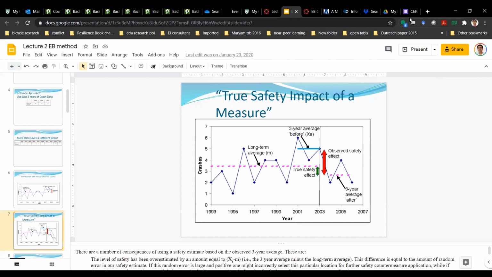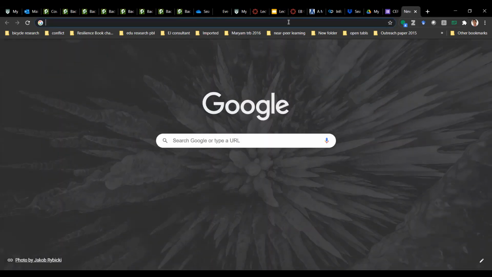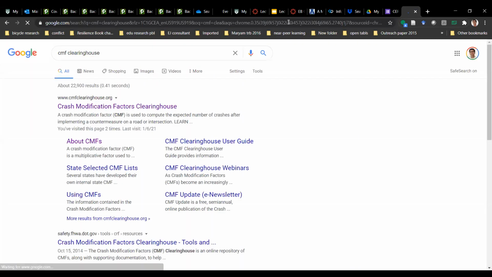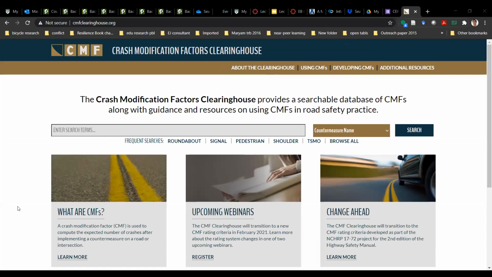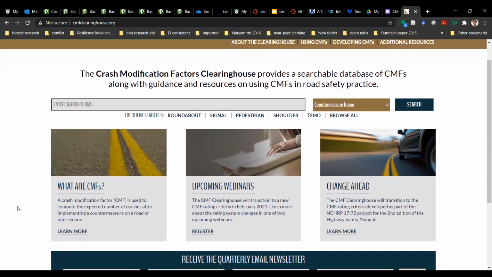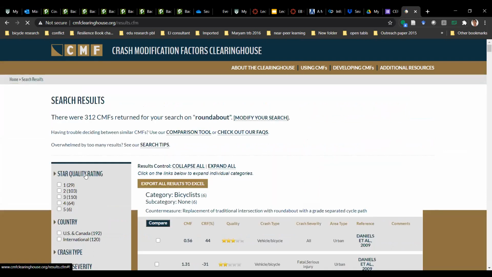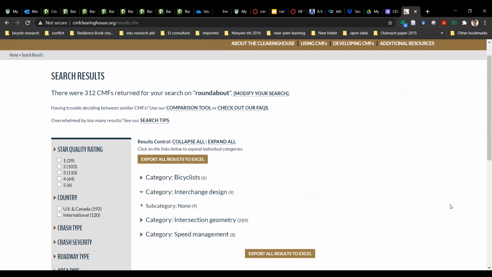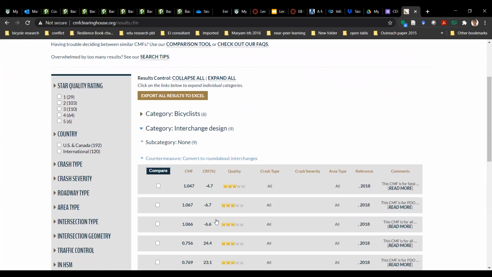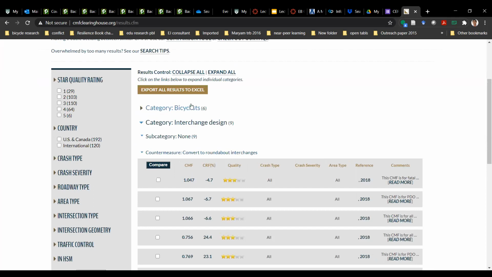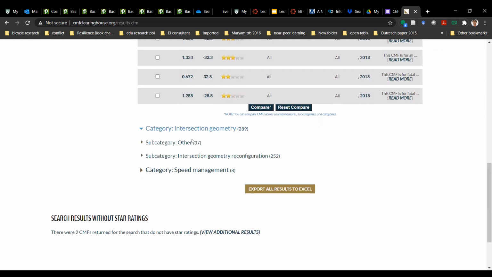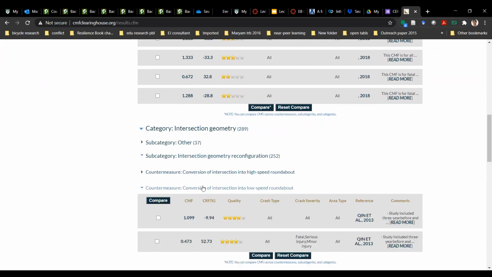Let's see. I'm going to hide the floating routing controls, and go to the CMF clearinghouse. The CMFs provided in the crash modification factor clearinghouse by the Federal Highway Administration are what you're going to use for this class. Let's say I want to find a crash modification factor for roundabouts. Hopefully my internet connection works. Category intersection design, so you can see convert to roundabout interchanges. I want to get to the intersection geometry one: low speed roundabout. This is the crash modification factor, CMF.